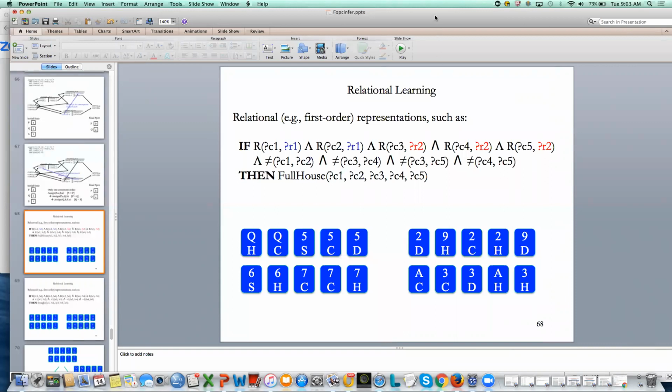But in relational learning, you don't have feature vector representations. There's not that rigid format for the representation of objects. So here I've shown a very intuitive example of what we might hope to learn through relational learning. If you've got a card of one rank and another card of the same rank and three other cards of a different rank but all the same, and the cards are not the same, then you have a full house in poker. And this might be a representation of a full house.